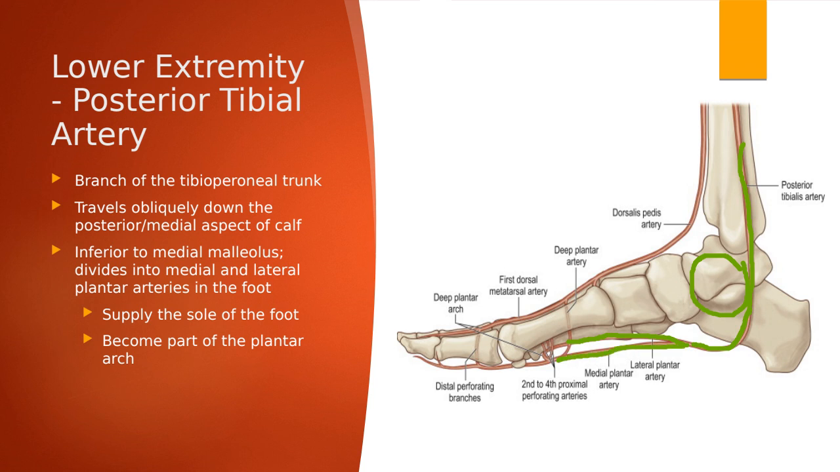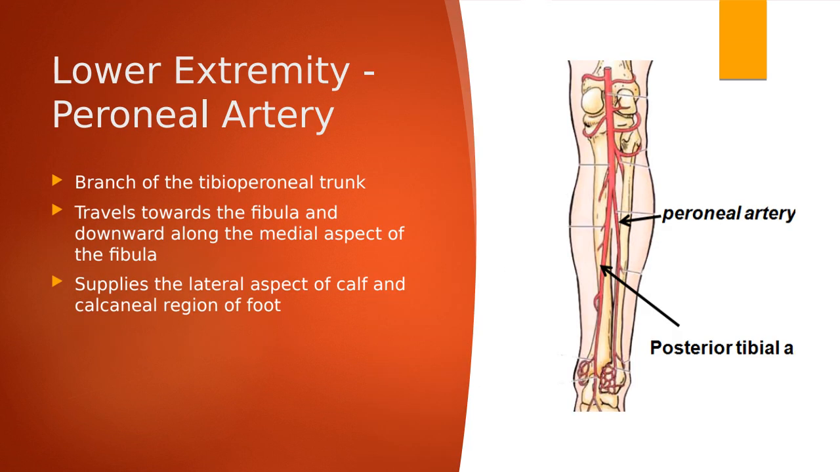So our peroneal artery, like we said, also coming off the tibioperoneal trunk, is going to travel towards our fibula, so along the outside of the patient's calf, and it's going to travel downward along that region. So it's going to be a little bit between the tibia and the fibula, so it's still going to be on the lateral aspect of the calf and the calcaneus region of the foot.